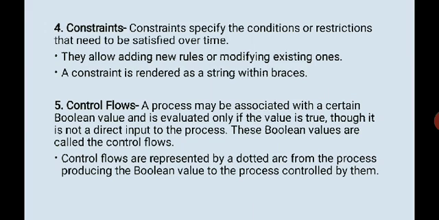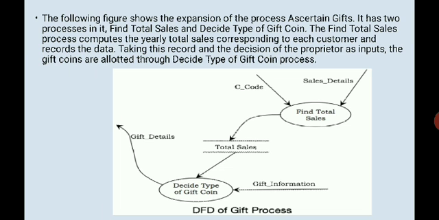The control flows are represented by dotted arcs, right? From the process producing the boolean value to the process controlled by them. So whoever is the source of those boolean values, to the one that they are affecting, there will be dotted lines to show the control flow. That is, this process is controlling the other process with the help of this relationship, when this constraint becomes true or becomes false.